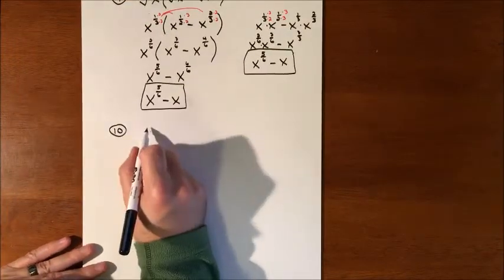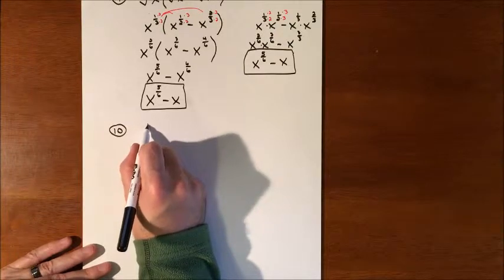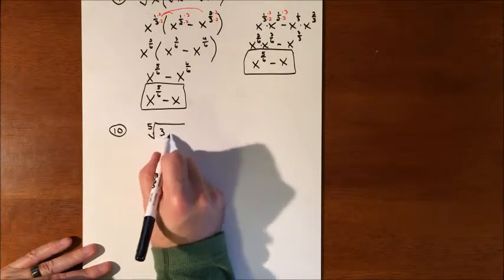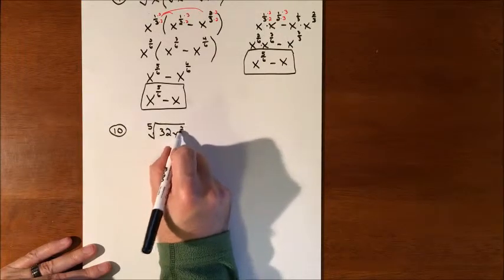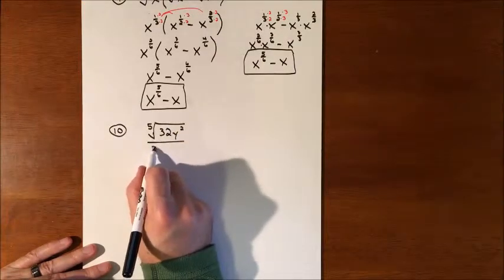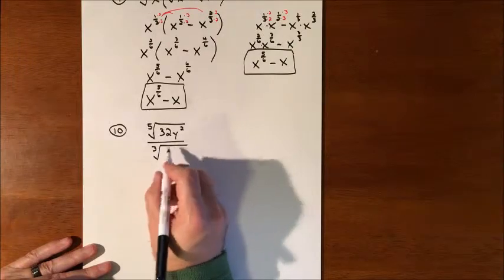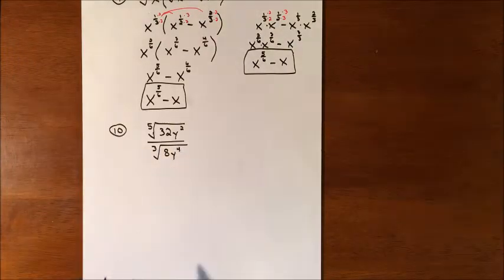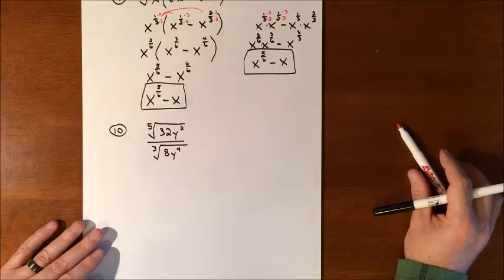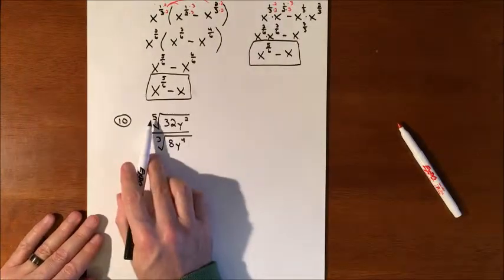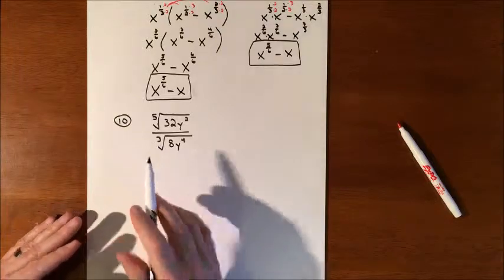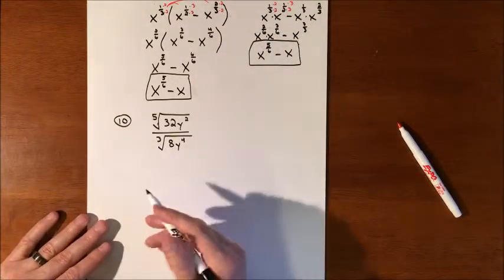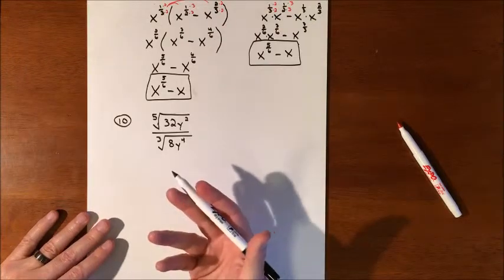So in the last problem, we're going to have the 5th root of 32y squared divided by the cube root of 8y to the 4th. On this one, it looks as if we're not going to be able to do anything, all right? Because you can't divide a 5th root and a 3rd root. However, because of finding common denominators and all that sort of stuff, it's much easier if we just rewrite it.